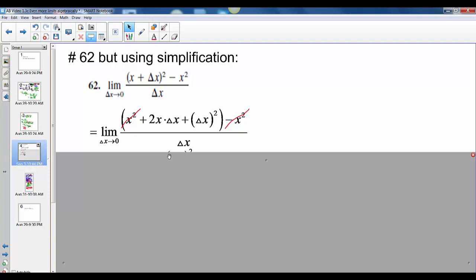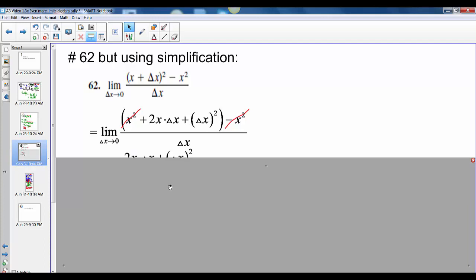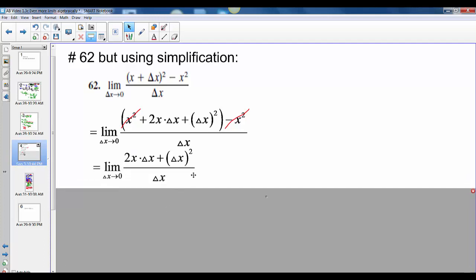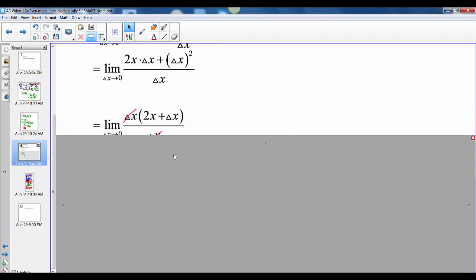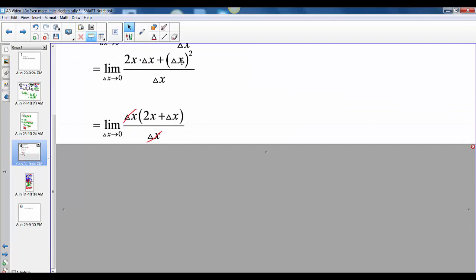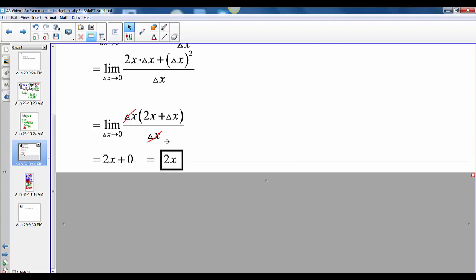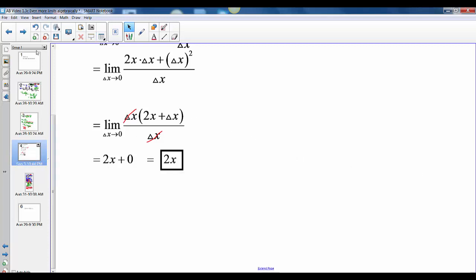You'll notice that you'll still get 0 over 0. But now I can factor out the delta x. When I factor out the delta x on the top, I'll have 2x plus delta x. These delta x's now cancel. Now replace the delta x by 0 by substitution, and 2x plus 0 is 2x. We get the same answer as we got the last time.